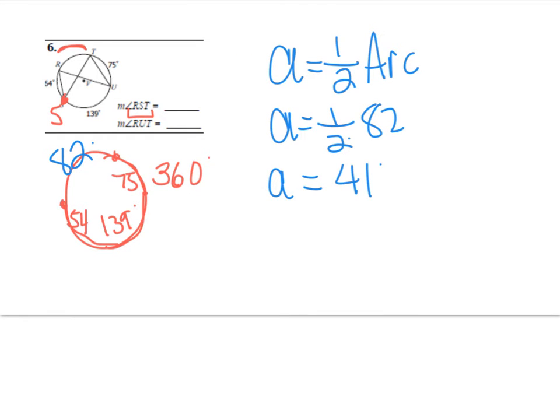So angle RST is equal to 41 degrees, so we'll write 41 degrees. We've got to figure out how much is angle RUT. Let's go from R to U to T. Basically, they share that same arc. So if the arcs are the same, the angles are the same. So this also is 41 degrees.